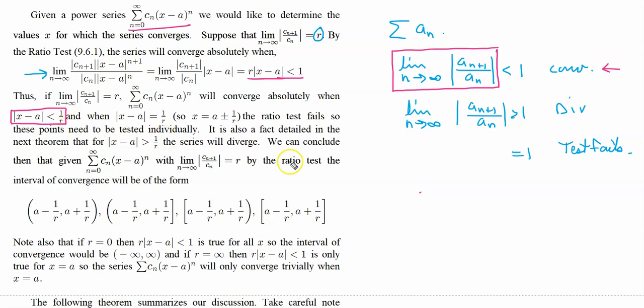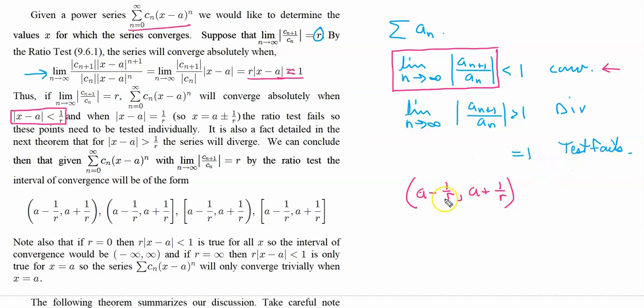So this we can write as an interval like this. Okay, so we can write it like that. So we know for a fact that this series will converge absolutely for x in this interval. Okay, now if this is equal to 1, suppose this equals 1, then the test fails, right?